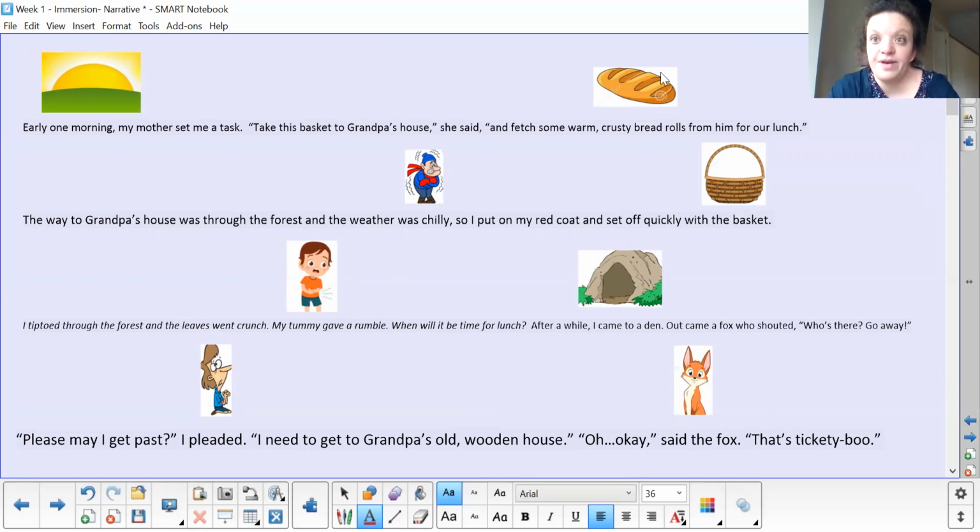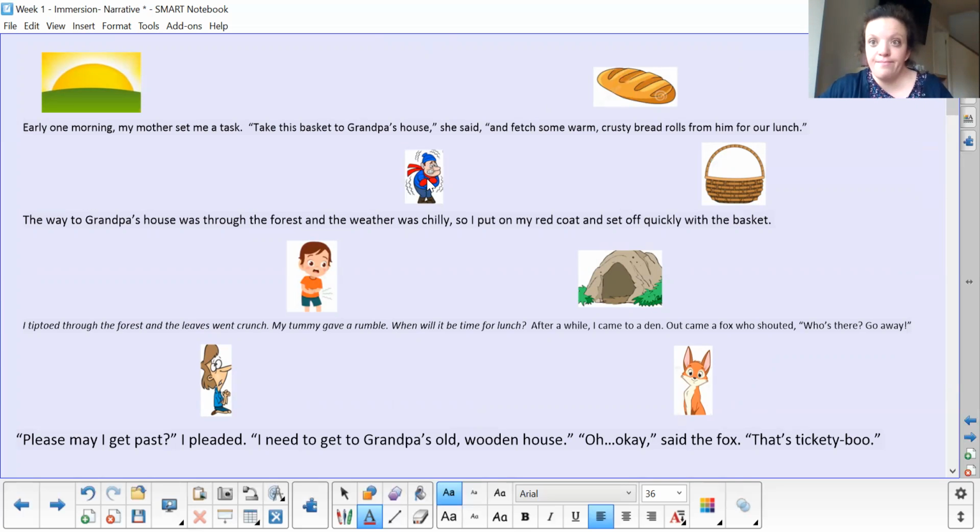Okay, well done if you had a go at coming up with some actions to remember those different parts of the story. I've now come up with some pictures that are going to help me to remember the different parts of the story. So we've got "early one morning", I've got the sun there, and then I've got a picture of the crusty bread roll. So early one morning, my mother set me a task. Take this basket to Grandpa's house and get some fresh crusty bread rolls. The way to Grandpa's house was through the forest and the weather was chilly. So I can see here the weather was chilly. So it reminds me to put on my coat and set off with my basket.